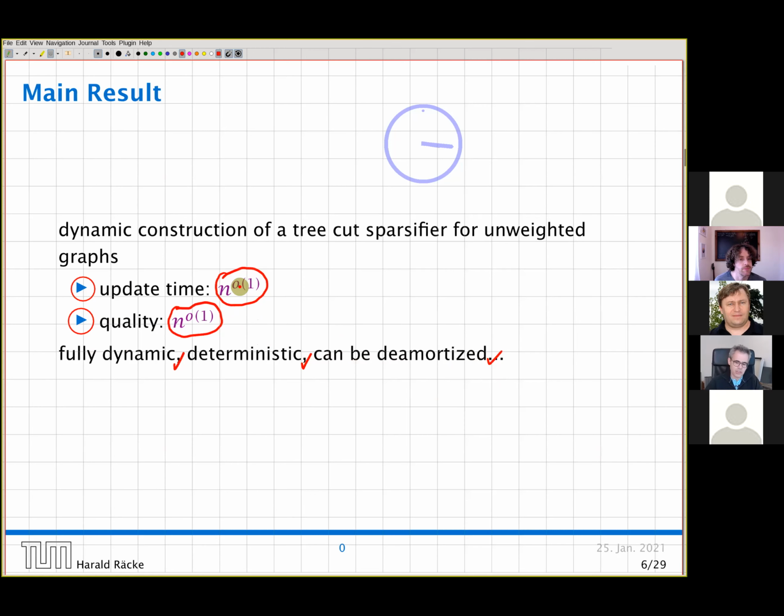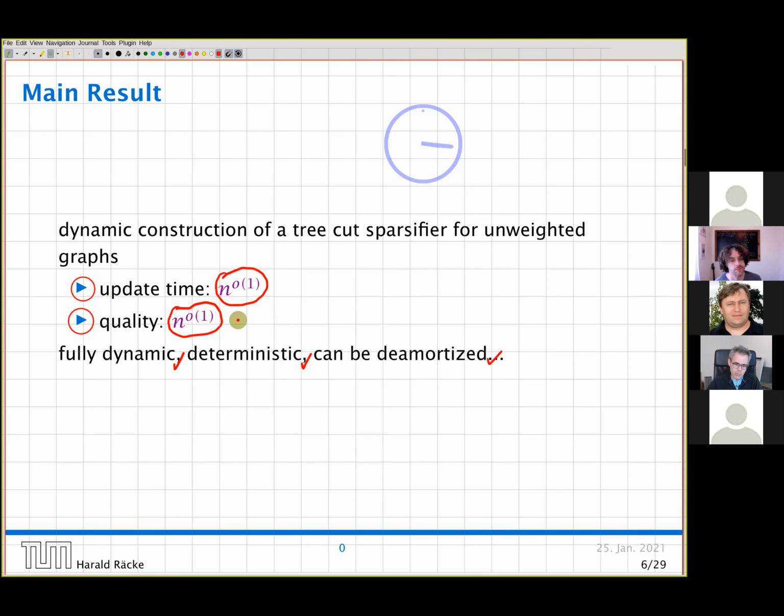But then you can de-amortize it. That's for every update you just spend this time. Okay, so now I want to go a little bit into describing how a variant of the previous proof techniques works to get a result, and how we then use this. And in the end, I will talk a little bit about how to make this dynamic.